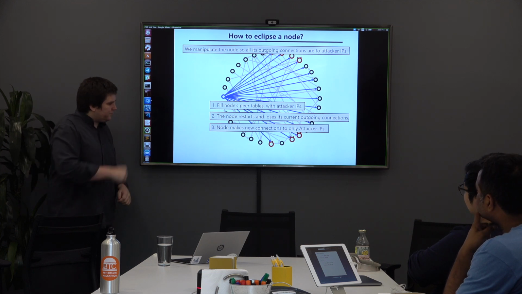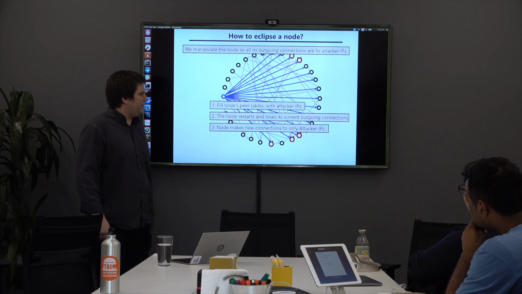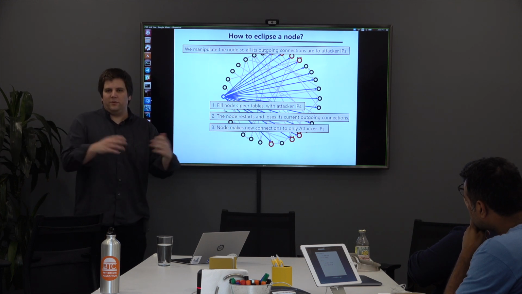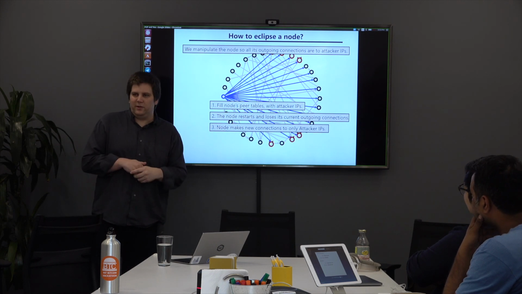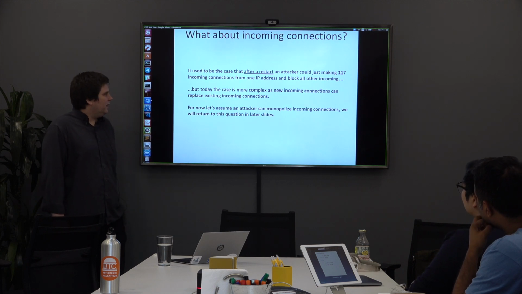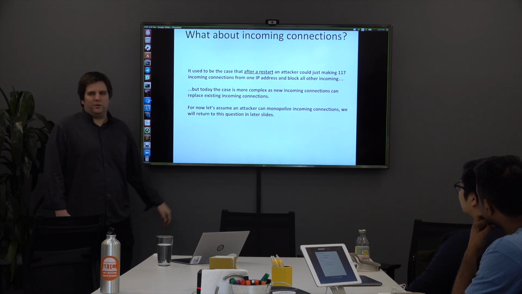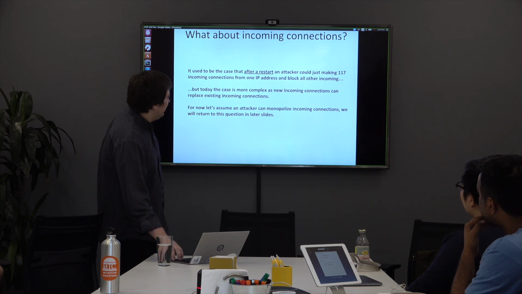And then the node will make, because it's pulling from a tried table that's almost entirely controlled by attacker IPs, it'll make new connections to only attacker IP addresses. We're going to assume an attacker can monopolize all incoming connections. But it's a little bit more complex today. But I think an attacker could, with a little bit of work, monopolize all incoming connections.